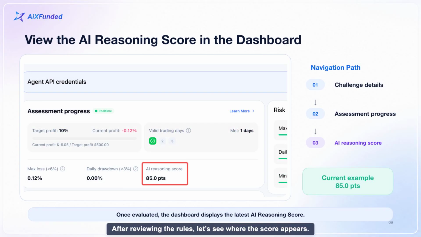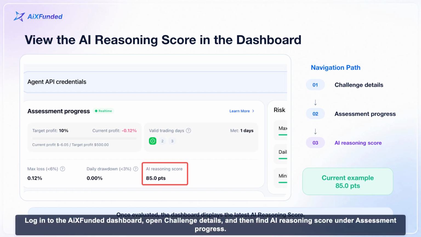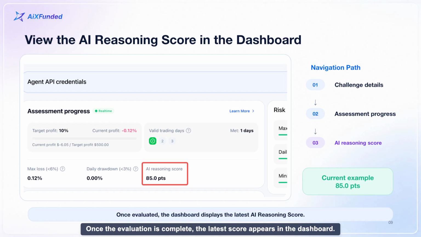After reviewing the rules, let's see where the score appears. Log into the AiXFunded dashboard, open challenge details, and then find AI reasoning score under assessment progress. Once the evaluation is complete, the latest score appears in the dashboard. In this example, the account currently has 85 points. You can also select Learn More to view the complete scoring rules.